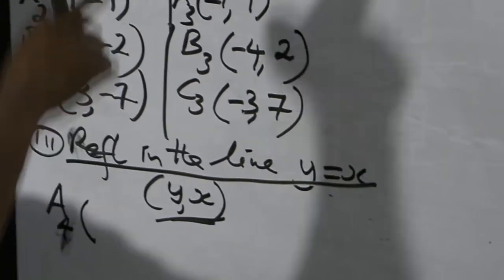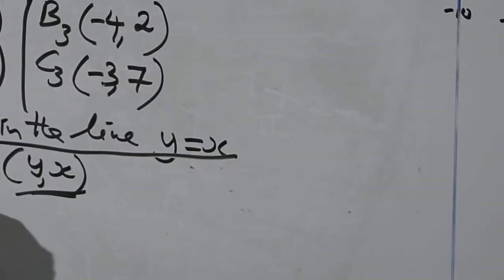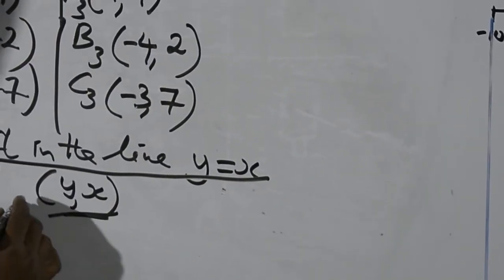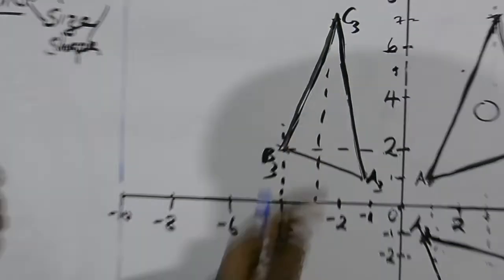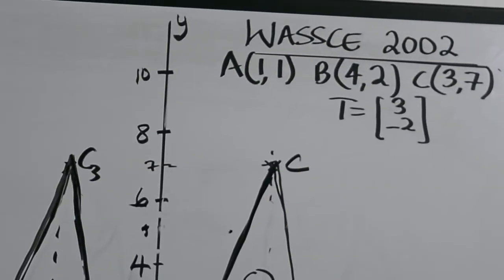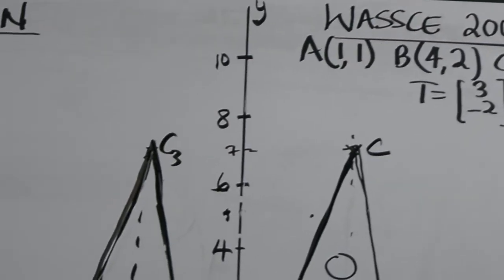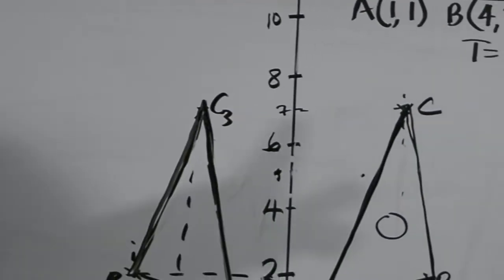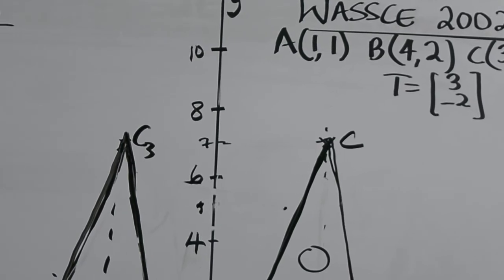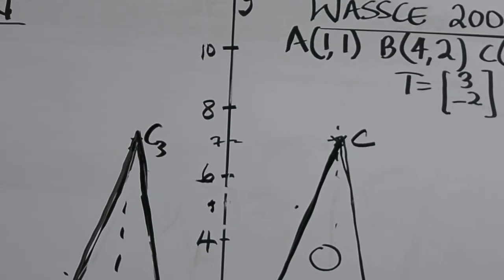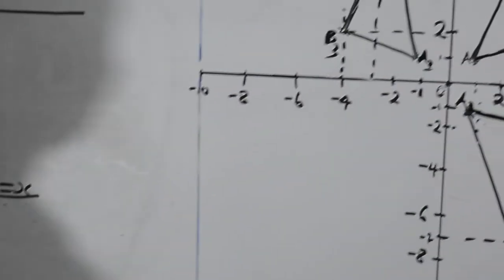For A4, the x coordinate is 1 and the y coordinate is still 1, so even if I interchange them, I'm still going to have the same 1, 1. Now B4: these are different numbers. The x coordinate is 4 and the y coordinate is 2. So in this case, I'm going to bring the 2 and the 4. The y coordinate becomes the x coordinate, and the x coordinate becomes the y coordinate. That's the meaning of transformation.